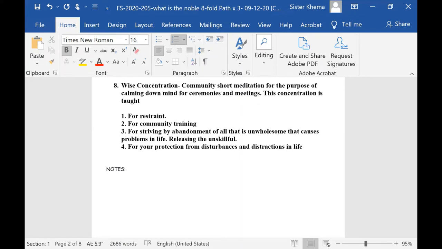And then number four, for your protection from disturbances and distractions in life, the four reasons for practicing the eighth one. So you see how this is a real general teaching. And we can see this, we haven't seen the word wise in a lot of books, but all of a sudden, there it is.